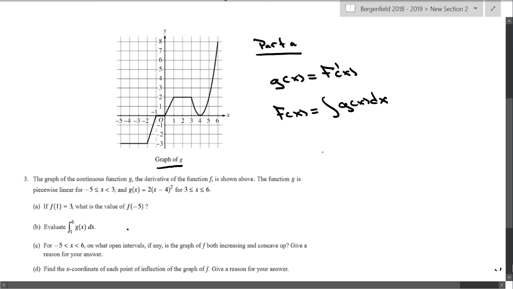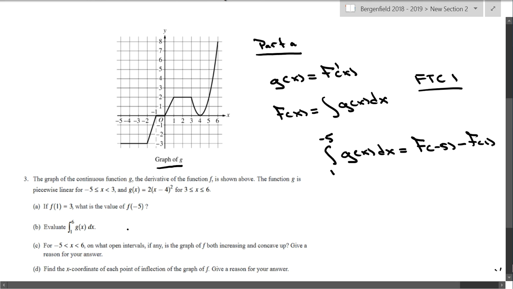So let's see if I can set this integral up. It might be natural to set it up one way or the other. I don't know if someone's going to start with -5 to 1, but let's just say they went from 1 to -5. And that's fine. And we know that if we integrate g of x dx, FTC1 says we can write this as f of -5 minus f of 1.